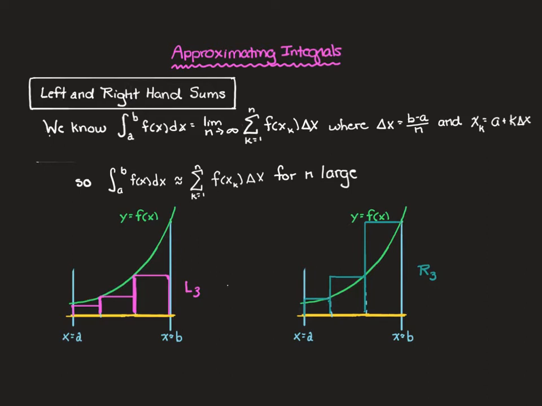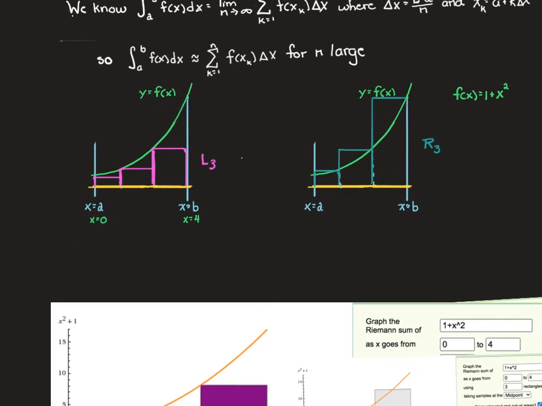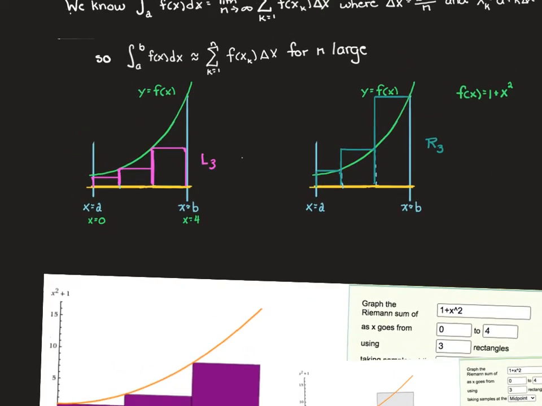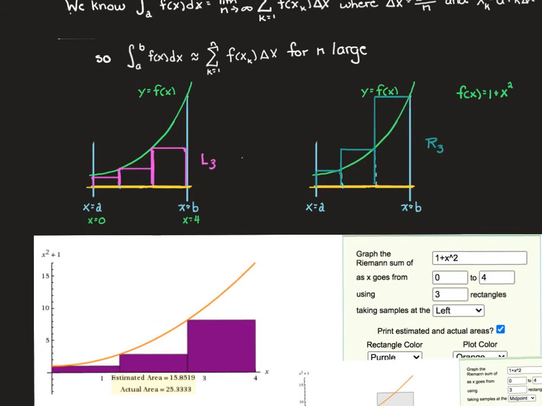This function, I'm going to call this particular function f of x equals 1 plus x squared. And let's suppose we were looking from x equals 0 to x equals 4. I can use a program to do the addition for me. The addition itself is not that interesting. So here is what I got.